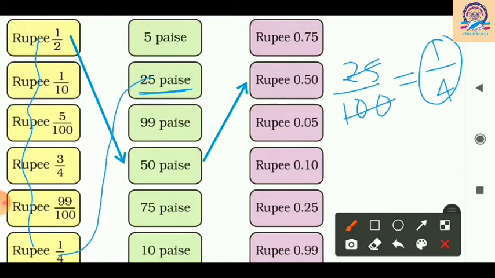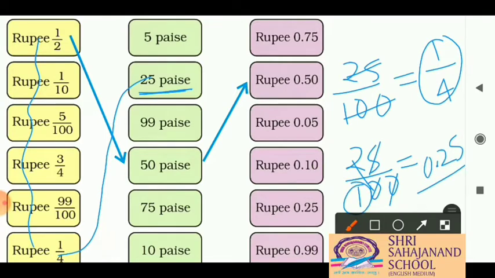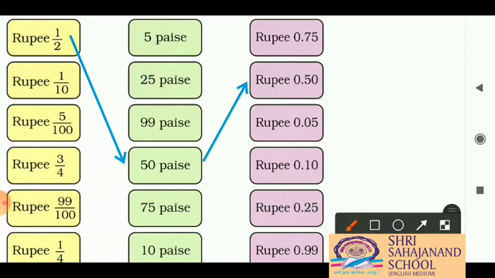Now come to the pink column, where we have to find the decimal form. 25 upon 100, let's convert this number into its decimal form. Do the same thing. For this 0 we have 5, so write 5 here. For this 0 we have 2, so write 2. And for this 1 we take a decimal point. Now it is 0.25 rupee. So here is 0.25, match this number with 25 paise. So the second number is also solved, 25 paise we have matched.